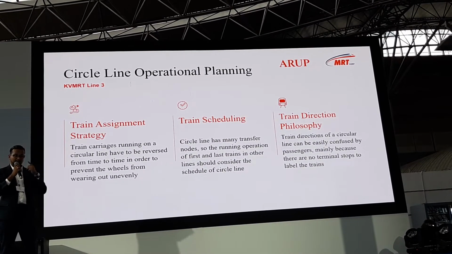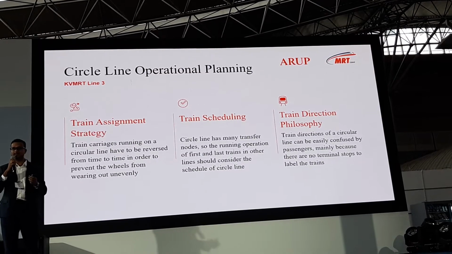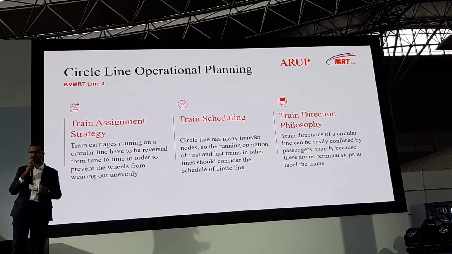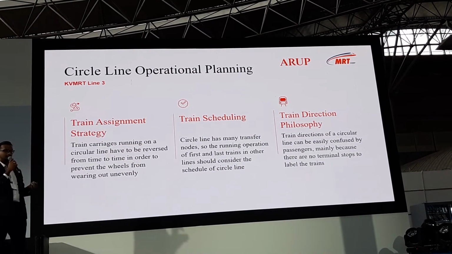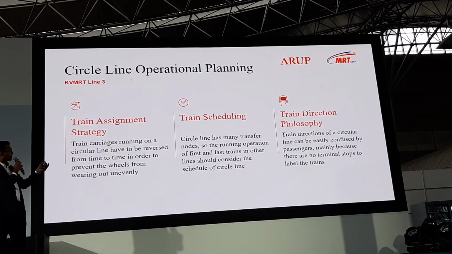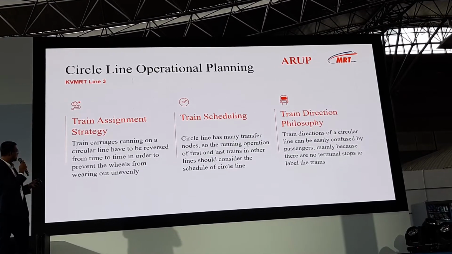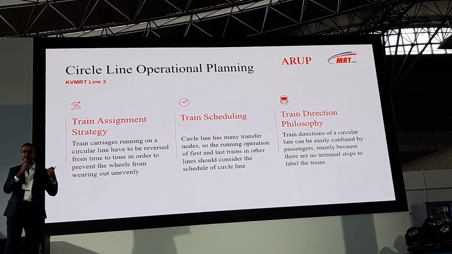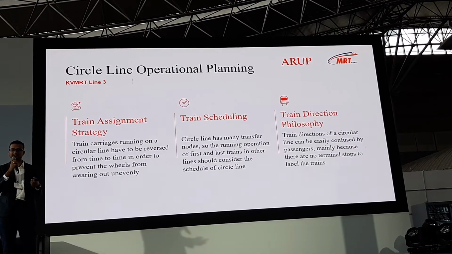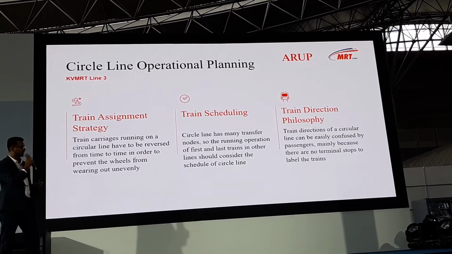Now, as I mentioned earlier, operational planning is very important. Things might be very simple for now, but if we never embed it into the planning of the rail network, it might cause us problems. For example, the elements I put forward here are also very high level, such as the train assignment strategy. Train carriages running on a circular line will have issues with wheels wearing out unevenly, because you are moving in very common motions. So there need to be many measures, mechanisms and facilities provided to prevent these issues from emerging.